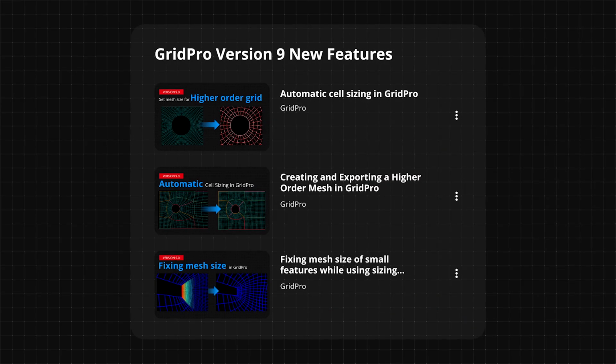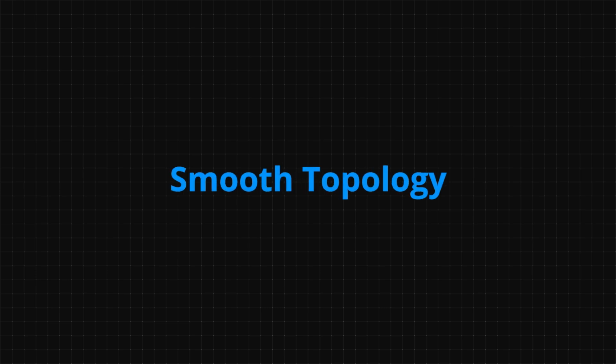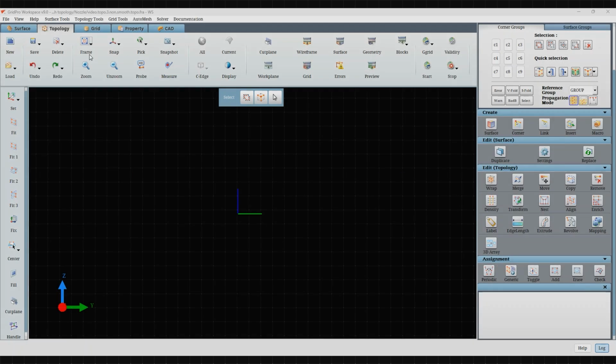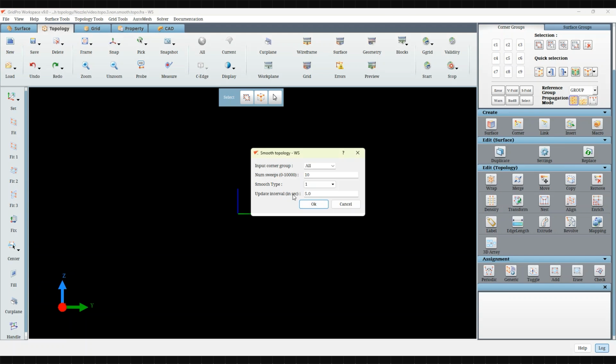In this series of GridPro version 9 features, today we will discuss a feature called Smooth Topology. This feature is found under the Topology Tools option in the menu bar. We get multiple input options, which we will understand later using an example.